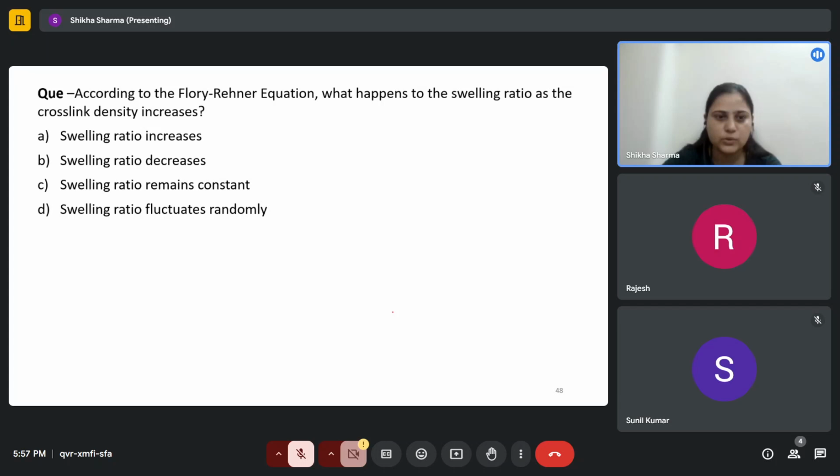According to the Flory-Renner equation, what happens to the swelling ratio as the cross-link density increases? Swelling ratio increases, swelling ratio decreases, swelling ratio remains constant, swelling ratio fluctuates randomly. So there is one equation known as the Flory-Renner equation. In that, swelling ratio and cross-linking density are related. So how are they related?